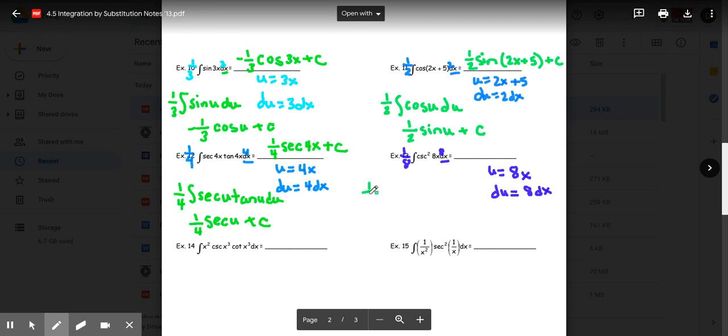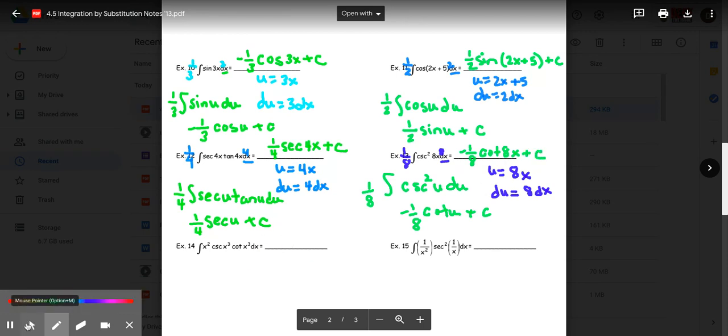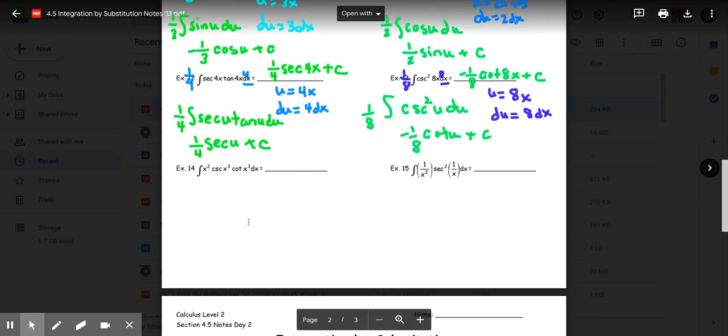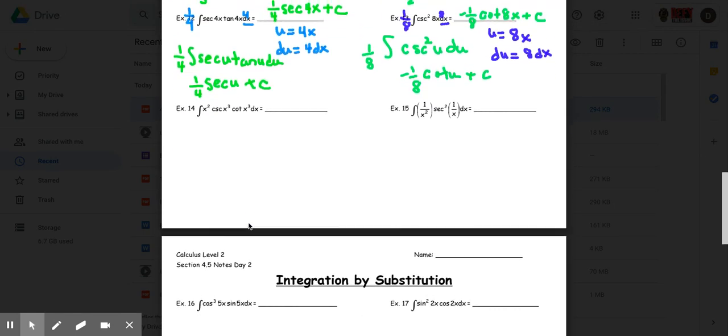So I'm going to get 1/8 the integral of cosecant squared u du. And the integral of cosecant squared is negative cotangent. So it would be negative 1/8 cotangent of u plus c. And then you plug back in for u. So you get cotangent of 8x plus c. All right. So we're going to look at just two more.